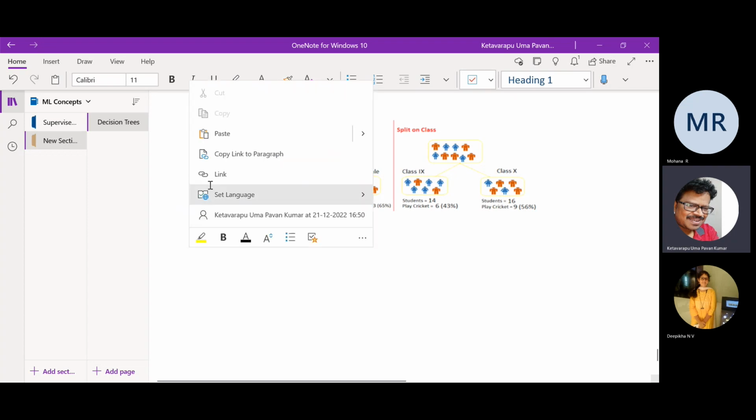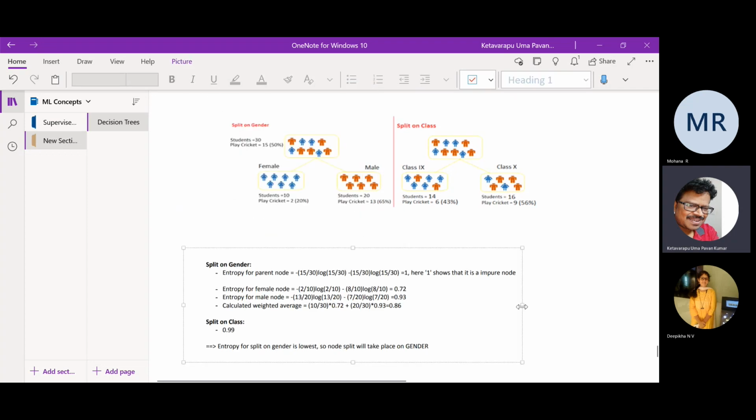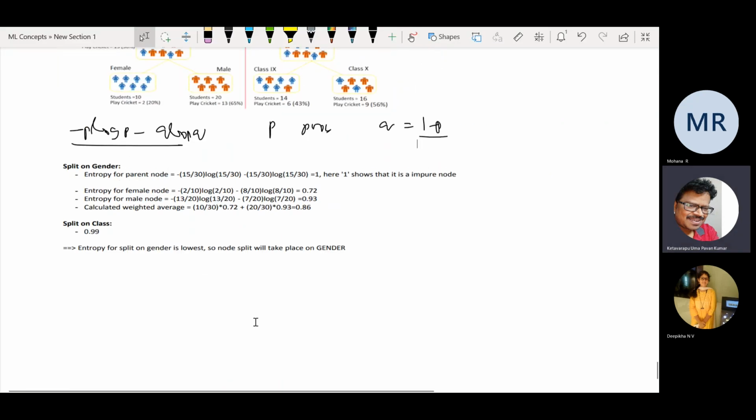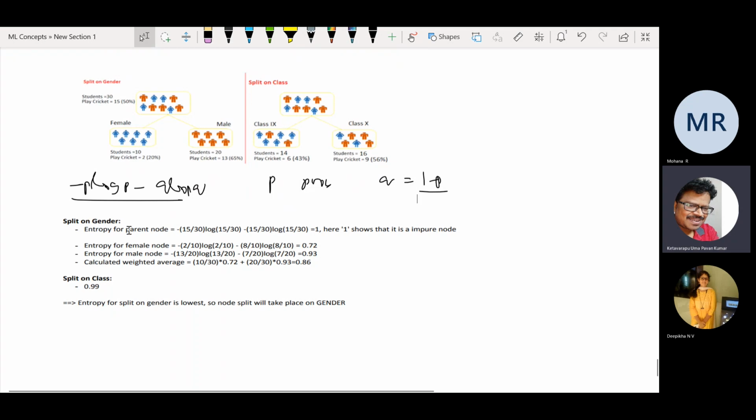Now have a look at this, guys. It's a pretty simple calculation. As I said earlier, your entropy is minus P log P minus Q log Q, where P is the probability and Q is the negative probability, that means 1 minus P. This we know. Here, first I'm splitting on the gender, as we have seen with information gain. In the same way, you can apply it for the entropy calculation.